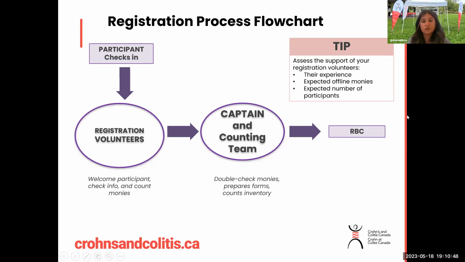Once they get there, they'll be welcomed. You will check their info and count the money. That money in that pledge form then goes to the registration captain and the counting team, which is the table at the back, and it's always secure, so you should always have someone watching that area. And that money then goes to be deposited to RBC. And you'll want to have, as I said, a co-pilot with your registration captain. It's recommended. It'll just help things go a little bit easier, and if someone needs a bio break, you'll have someone to be securely watching that money.